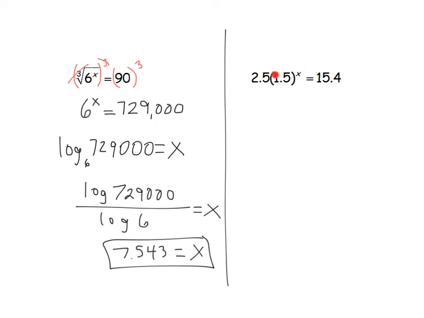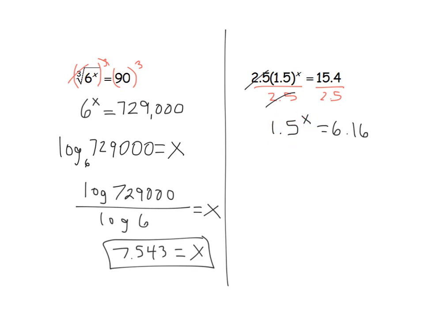What we need to do is we need to isolate the 1.5 that's raised to the x power, which means we need to undo what's being done out here, which is multiplying by 2.5. Okay? We're multiplying this whole thing by 2.5. So we have to divide by 2.5. That's the inverse operation there. So divide by 2.5 on both sides. The 2.5s will cancel over here. We're going to have 1.5 raised to the x power equals 6.16.